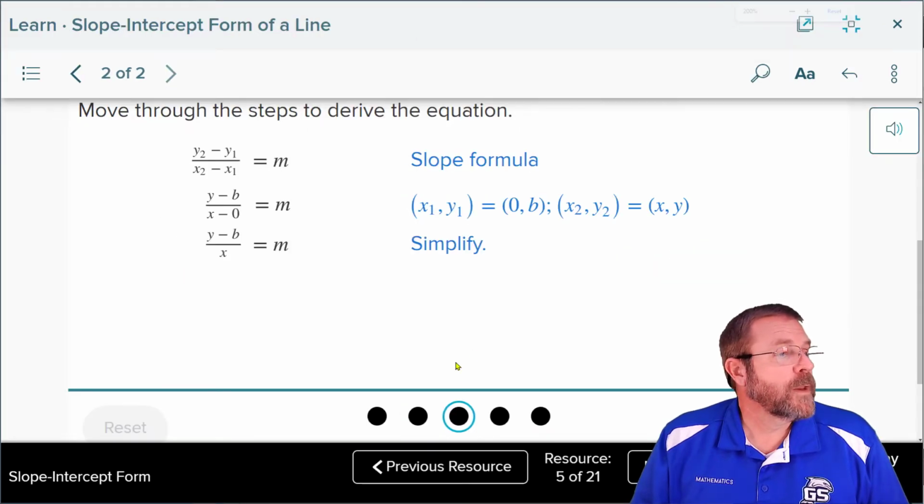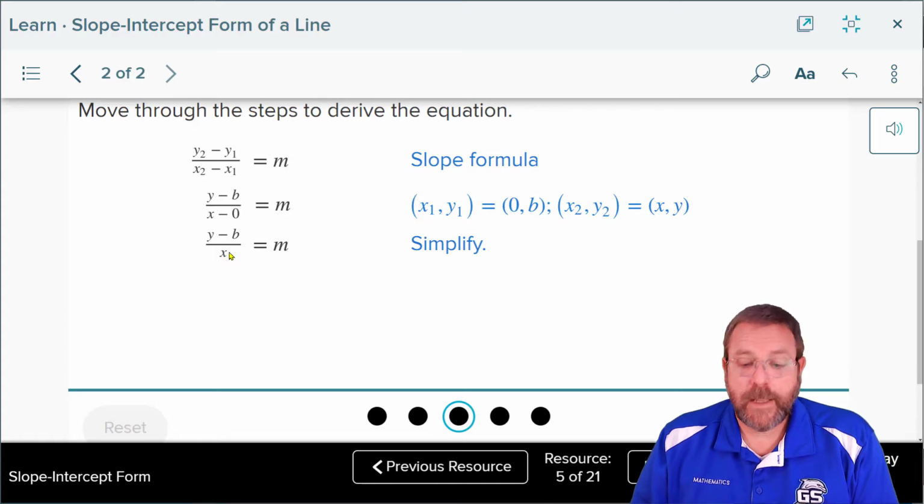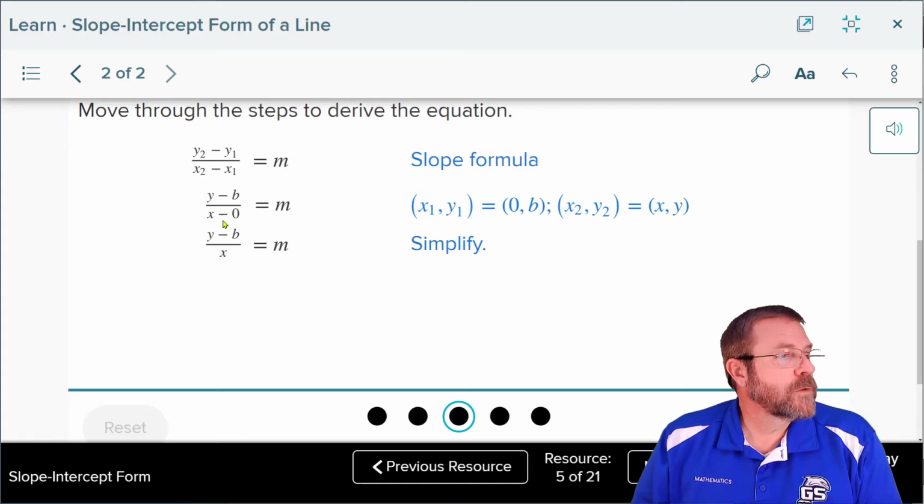From there, they're going to pick another. They're going to acknowledge that if you were to say x minus 0, that's just going to end up equaling x. And that's the reason the equation changed from here, from the x minus 0 to just x.